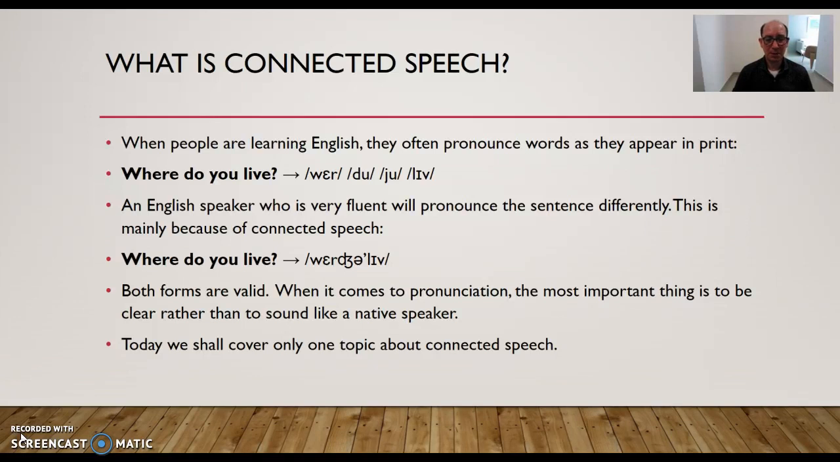For example, same question, same four words, I'll pronounce "where you live." So instead of pronouncing each word, we make it like one whole word. Both forms are valid. When it comes to pronunciation, the most important thing is to be clear rather than to sound like a native speaker, although any second language learner wants to speak like a native speaker. So today we're going to cover only one topic about connected speech.